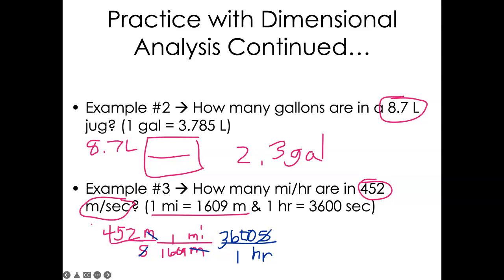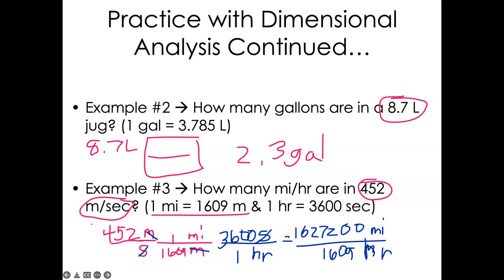452 times 1 times 3,600 equals 1,627,200, and that's going to be miles. And on the bottom, I'm going to have 1609 times 1. So that's going to be 1609. And that's going to be hours, because that's what I was trying to convert. I was trying to convert meters per second to miles per hour. So let me make that hour.